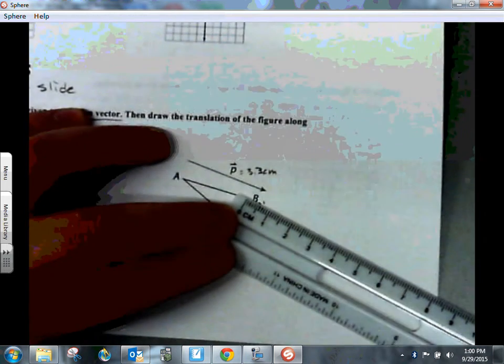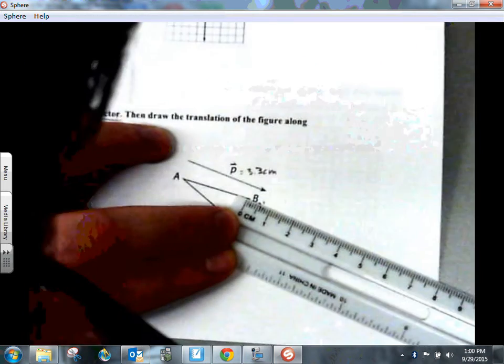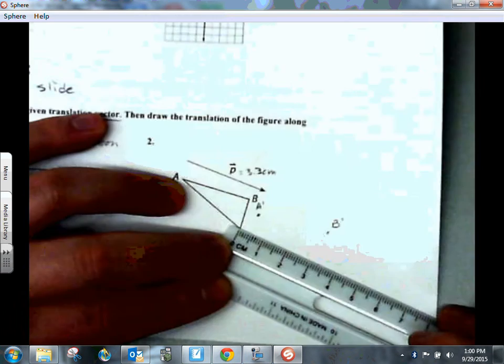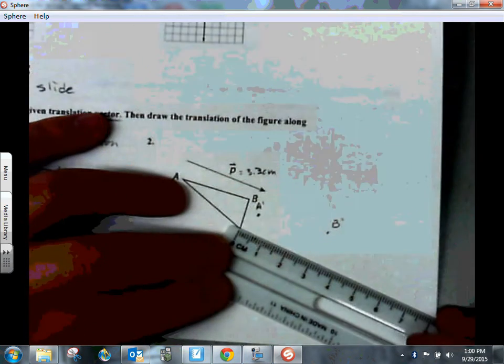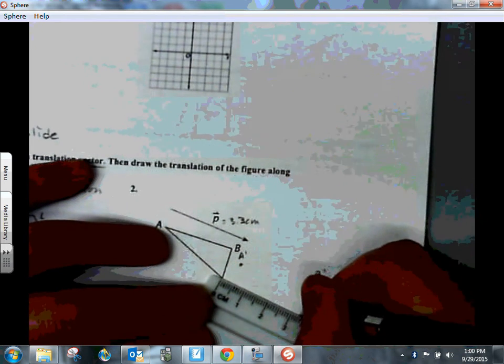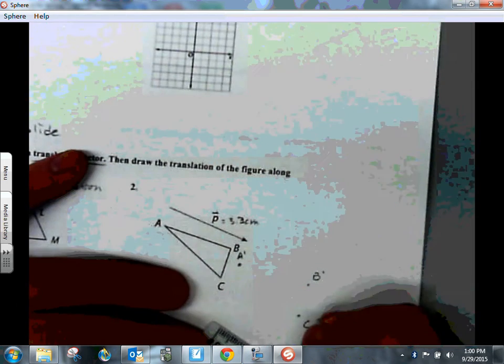Okay, do the same thing for B. If I go in that direction, it's going to give me that point right here. B prime, and then C. Sorry, I keep getting my head stuck in there. All right, where are we at? About there, 3.3. Okay, I'm going to plot that as C prime.